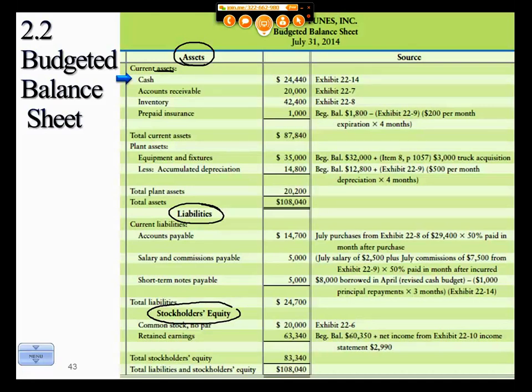So all the detailed computations we've done, right? As you see, this is the source that I'm talking about. You've done all of these computations. You are putting it together in one big budgeted balance sheet. It looks just like a balance sheet. Same parts: assets, liabilities, stockholders' equity. Okay, so the next part is our budgeted statements of cash flows.